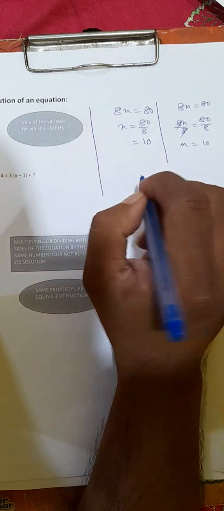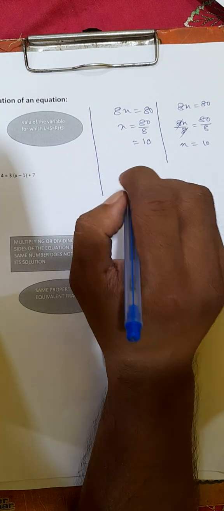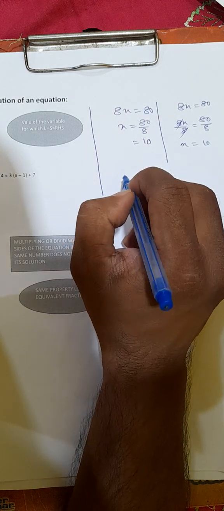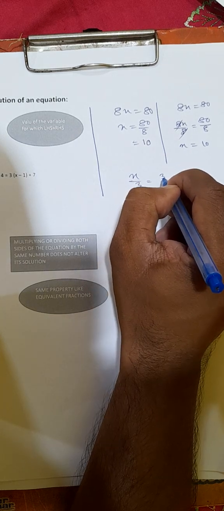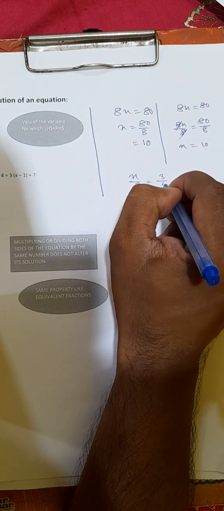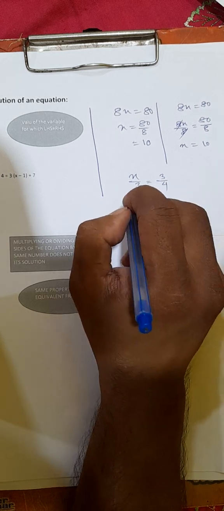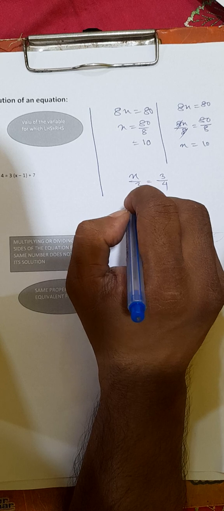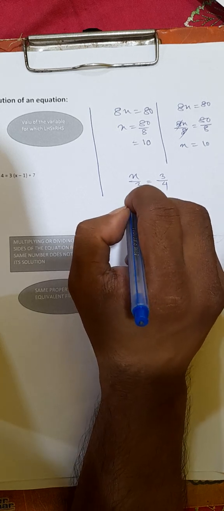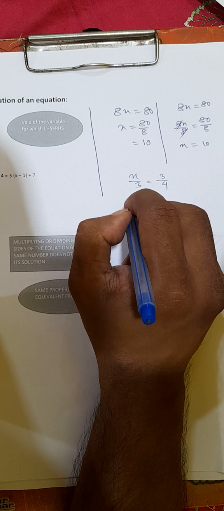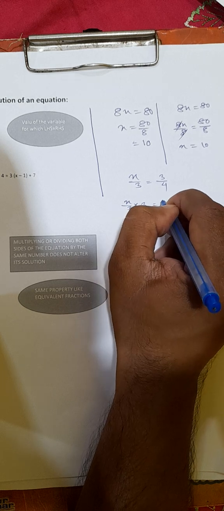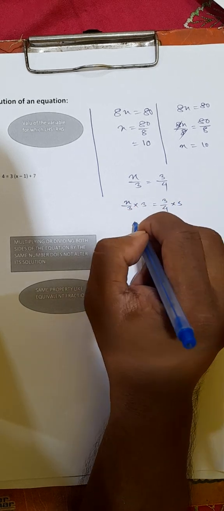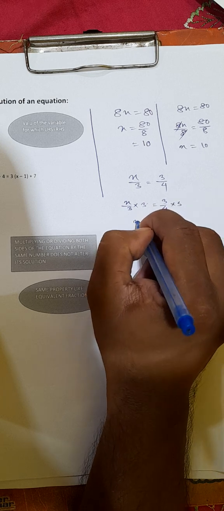Another property: multiplying both sides of the equation will not alter the solution of the equation. Say for example, there is an equation x by 3 equals 3 by 4. Now we will multiply both sides by the same number. So we multiply both sides by 3: x equals 3 by 4 into 3. Now this 3 and this 3 cancel each other, x equals 9 by 4. This is the answer.